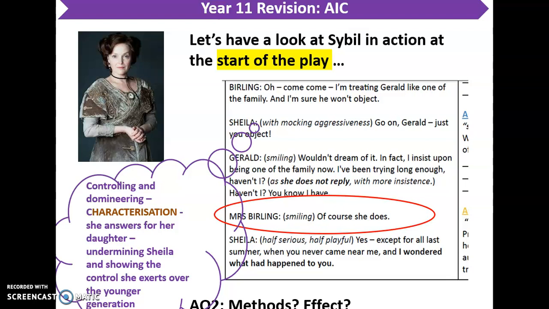She does it with Eric, and she does it here blatantly with Sheila by answering for her daughter. So again, we see her as controlling and domineering. That is not going to endear her to us. We dislike her. We are set against her from the start.